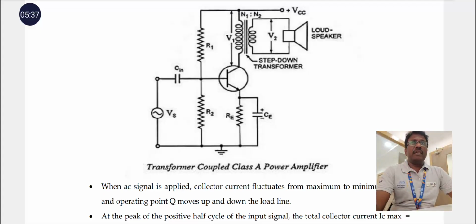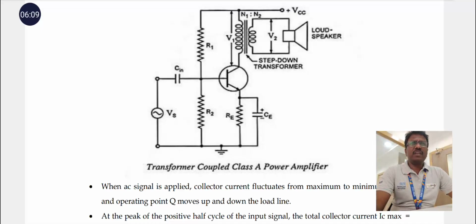The varying collector current goes through the primary winding. This creates a changing magnetic field. According to Faraday's law of electromagnetic induction, this changing magnetic field induces an AC voltage in the secondary winding. The amplified AC voltage and current appear across the loudspeaker. The loudspeaker converts electrical energy into sound. Thus, the weak input audio signal becomes a loud sound.